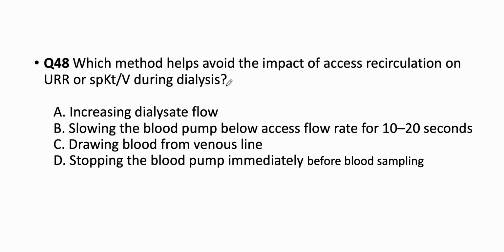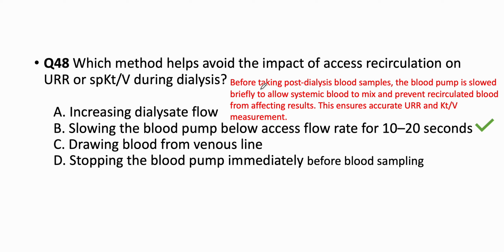Moving ahead, the 8th question says, which method helps to avoid the impact of excess recirculation on urea reduction ratio or single pool Kt/V during dialysis? Option A says increasing dialysate flow. Option B says slowing the blood pump below excess flow rate for 10 to 20 seconds. Option C says drawing blood from the venous line, and option D says stopping the blood pump immediately before blood sampling. So the right answer will be option B. And why so? Because before taking post dialysis blood samples, the blood pump is slowed briefly to allow systemic blood to mix and prevent recirculated blood from affecting the results. This ensures accurate urea reduction ratio and Kt/V measurements.